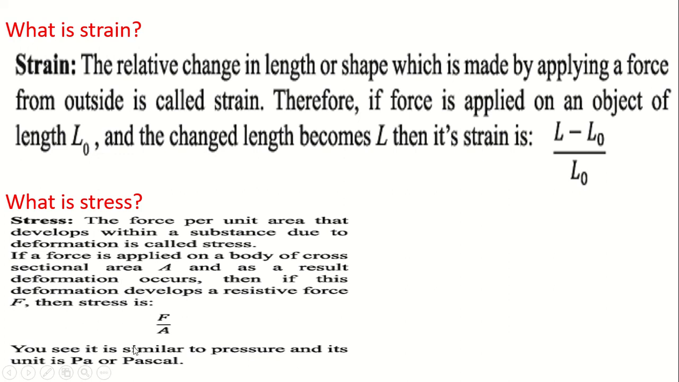So you see, it is similar to pressure, and its unit is Pascal, or simply you can write it in short form Pa. The unit of F is Newton, and the unit of area, that is cross-sectional area, is square meter. So its unit can be written as Newton per square meter, or you can write it as Pascal.